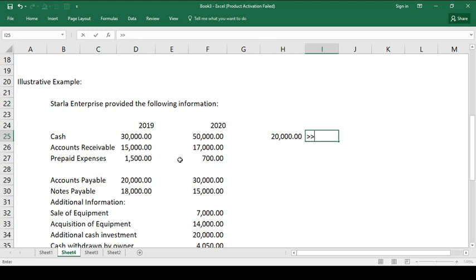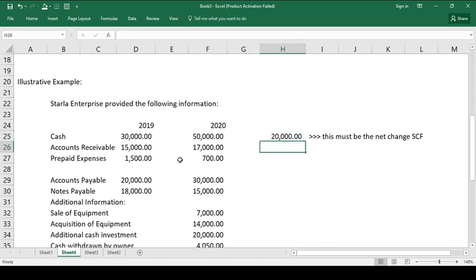Ibig sabihin, this must be the net change na dapat makikita natin on the statement of cash flow, no? Itong 20,000. So, pag hindi po magtugma yung net change na na-compute natin from the net change sa balance sheet ng cash, it means may posibleng maliit na mali lang on the computation of the statement of cash flow.